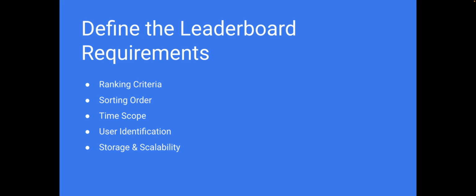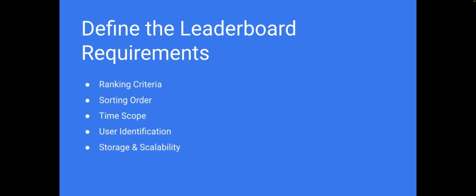Then fourth, we talk about user identification. How will users be uniquely identified? Most systems, you can go with their username, their email address, or their user ID. Most times, it's very much advised that you use user ID because user ID tends to be unique across users. Then you can use their username to display them on the leaderboard ranking.